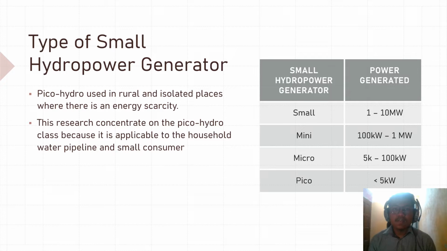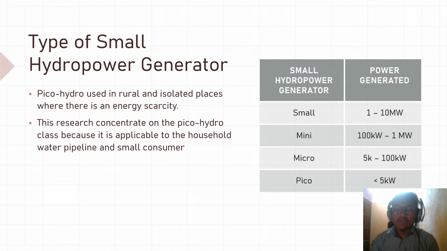There are various types of small hydropower generator that exist. It consists of small, mini, micro, and pico. As the size of the hydropower generator is different, so does the power output. Based on the table, we can see the power generated for each category.